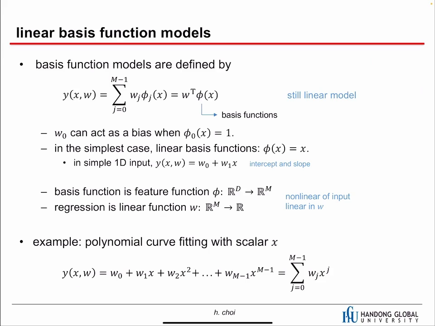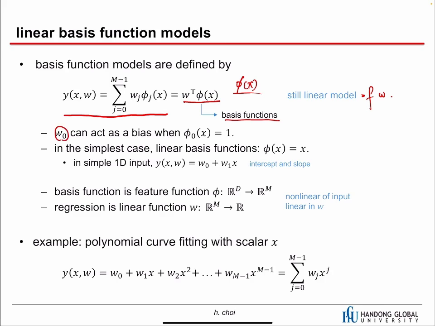So the basis function models are defined by this. It's basically the same as before. In this equation, phi is the basis functions. It's still a linear model of w. And when phi of x is just the identity function, then it is the simplest linear model.